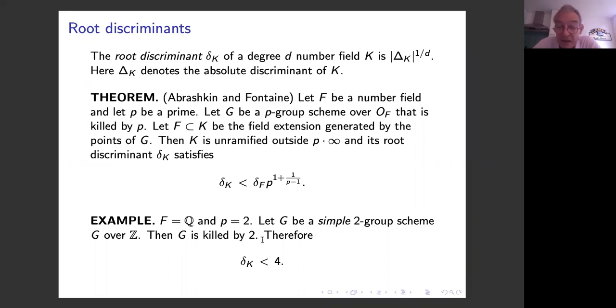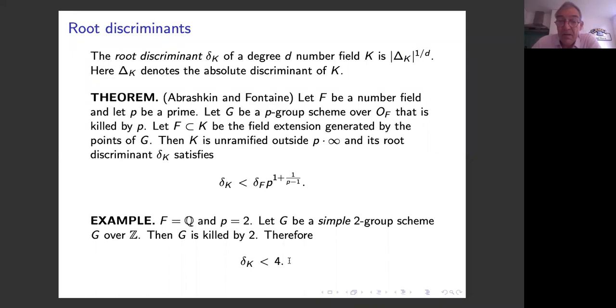Then G is killed by 2, and then the theorem says that the root discriminant of the field is at most 4. So this is a very spectacular statement. It means that if I have such a simple two-group scheme, even if the order is 2 to the million or something, then still the points generate an extension that has very little ramification. The root discriminant is at most 4.